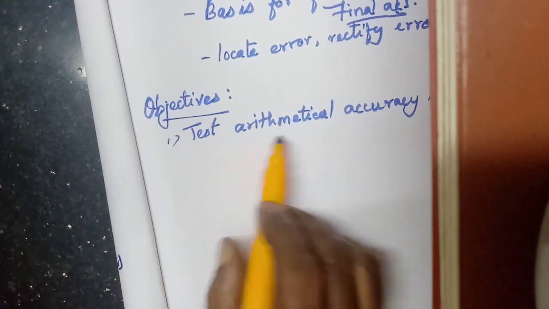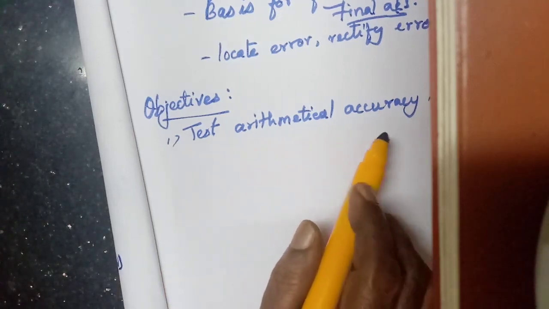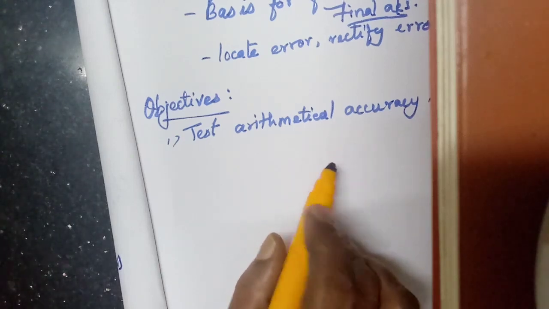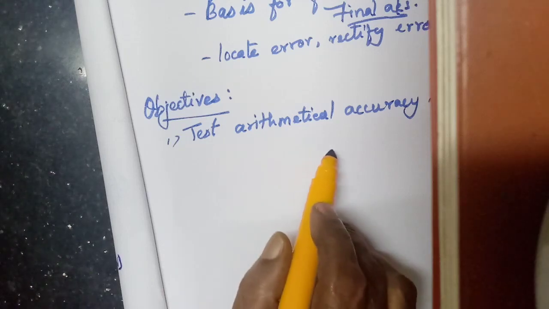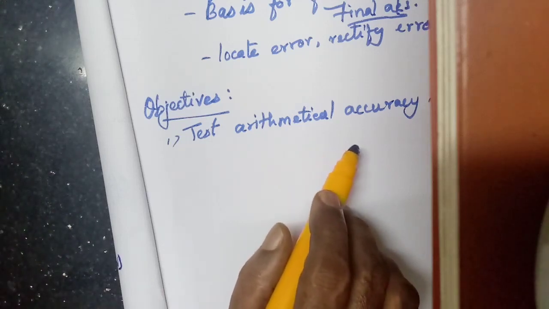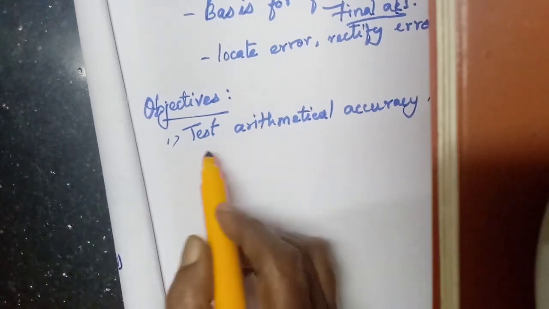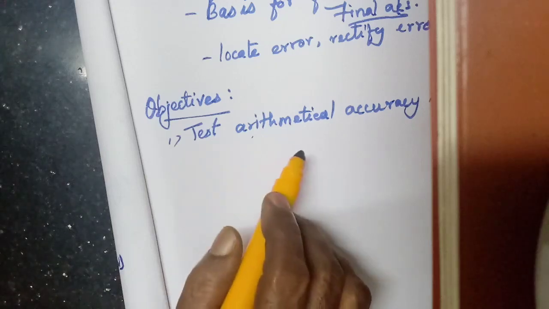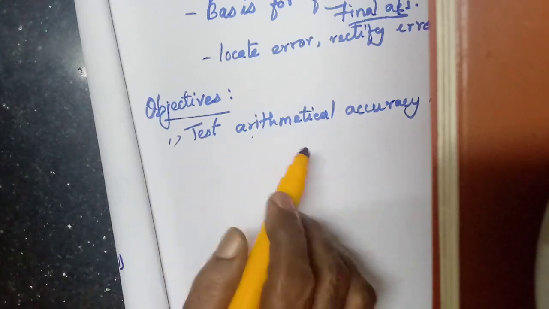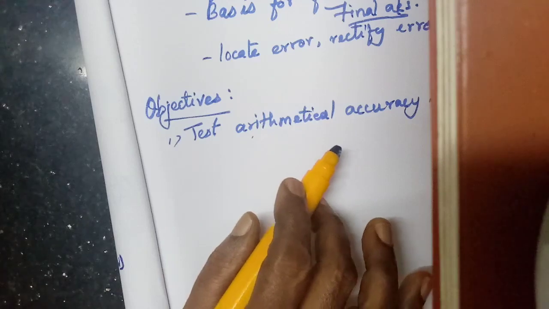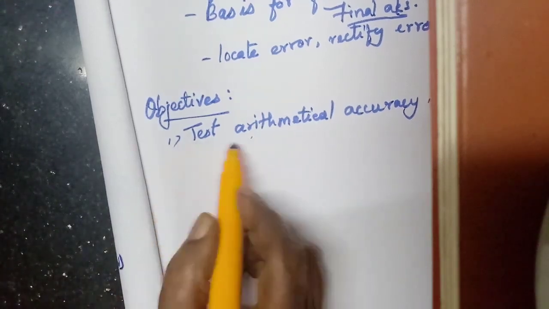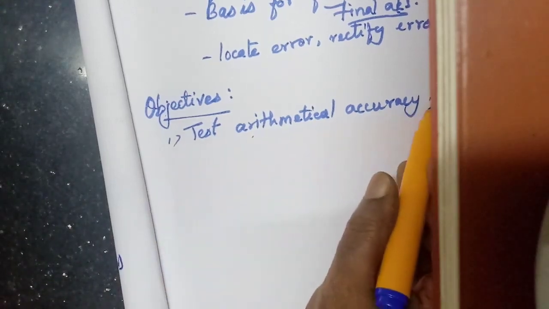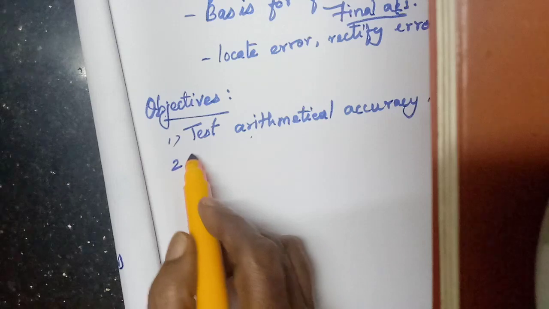If the debit column does not tally with the credit column in the trial balance, then we can conclude there is an error. But some errors are there that will not be disclosed in the trial balance. If we omit one transaction entirely, then the trial balance will not show it. That is also there. But the main aim is to check the arithmetical accuracy of entries made in the books of accounts.